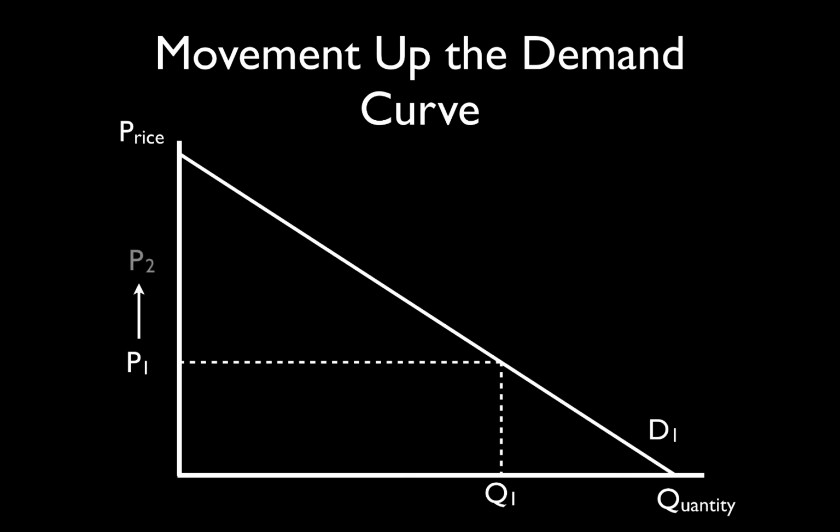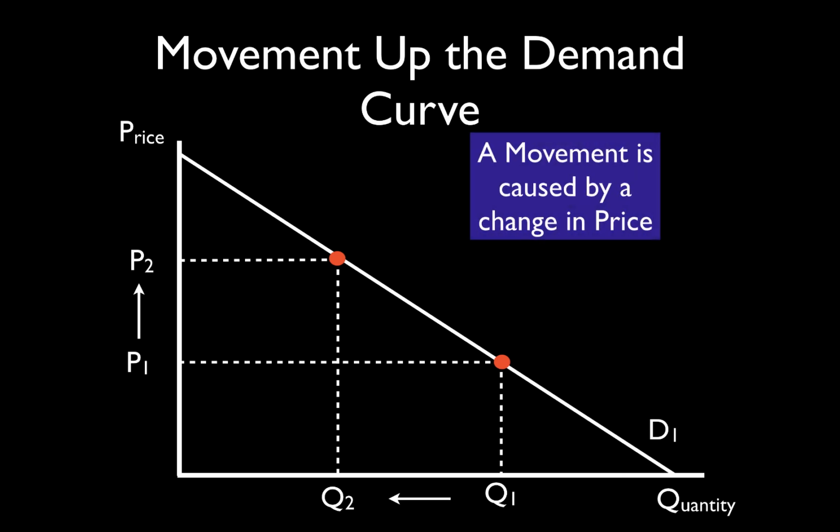A movement up the demand curve is caused by an increase in the selling price of the good itself. Again, the demand curve itself has not moved or changed. We have moved from this point here up the existing demand curve to this point here. Now, what causes a movement? I hope you're sick of me saying this because you know it so well. A movement is only ever caused by a change in the selling price of the good itself. Ceteris paribus, everything else remains unchanged. So we've moved up the existing demand curve from this point along to this point here.